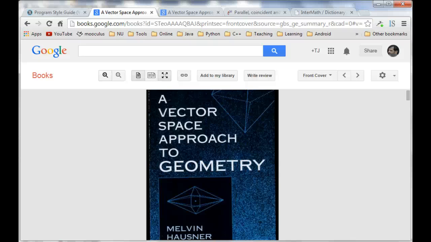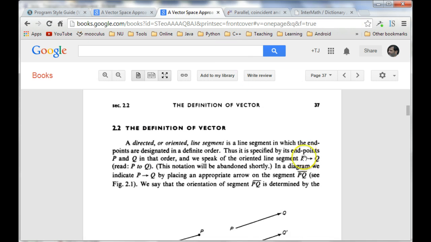We're going to be dealing a lot with vectors in the rest of this course, so I want to make sure I give you guys a clear sense of what a vector is. And I'm taking the definition from this book, A Vector Space Approach to Geometry by Melvin Hausner, which I really like.